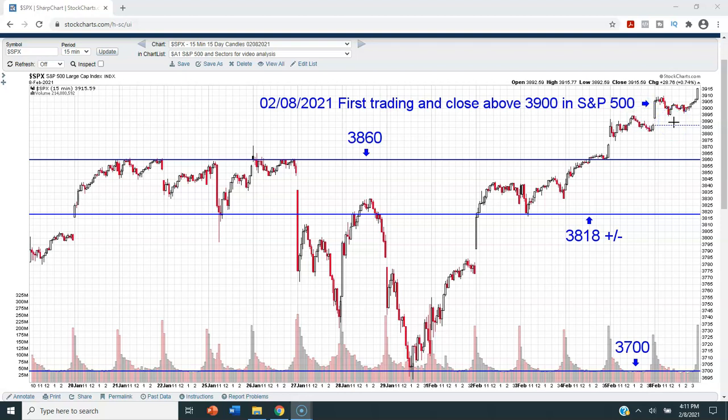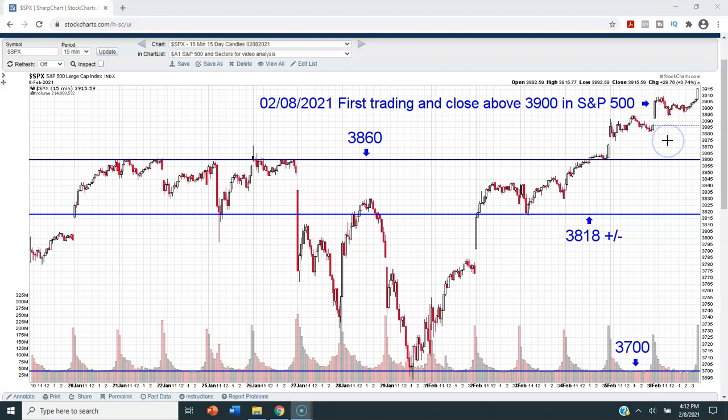And the chart we're going to be working off of today is a 15-day, 15-minute candlestick chart of the S&P 500. So let's start in the upper right-hand corner of the chart. This is today's trading right here on this 15-minute chart. And you can see that we gapped up at the open and gapped up over to that 3,900 level and pulled back a little bit throughout the day, but you can see that we closed at the highs of the day, again closing at 3915.59, up 74 basis points for the day, and again another new all-time daily closing high in the S&P 500.